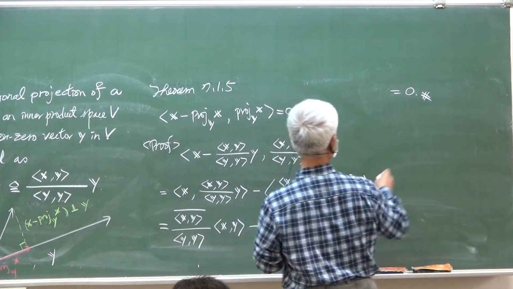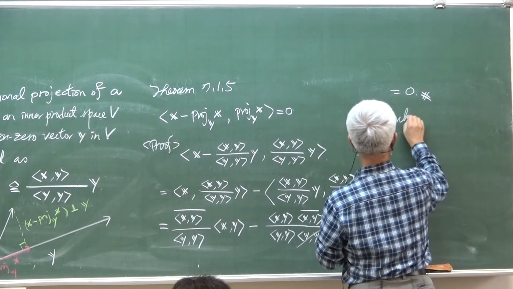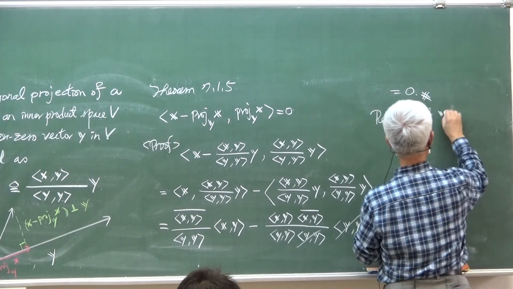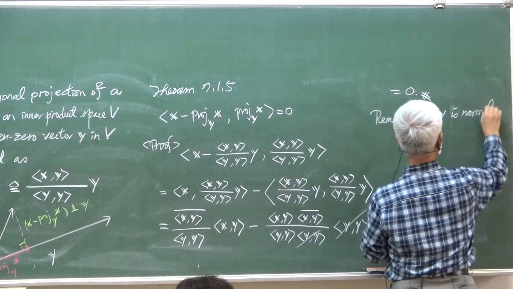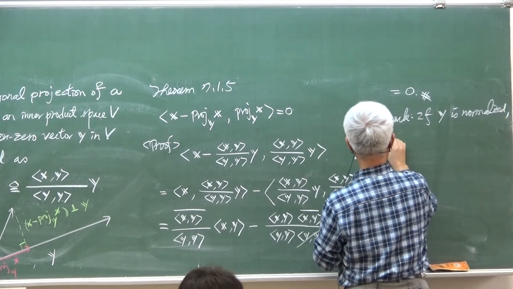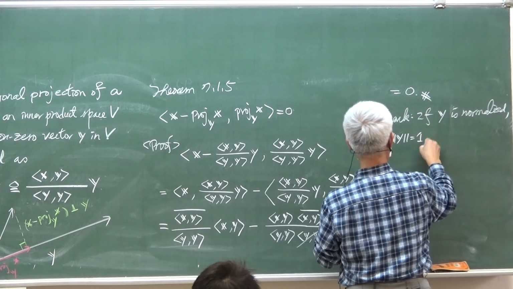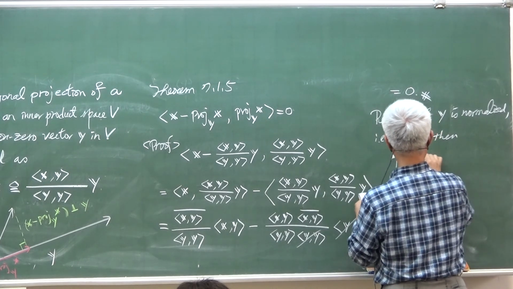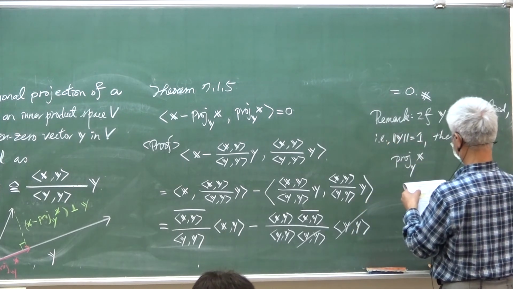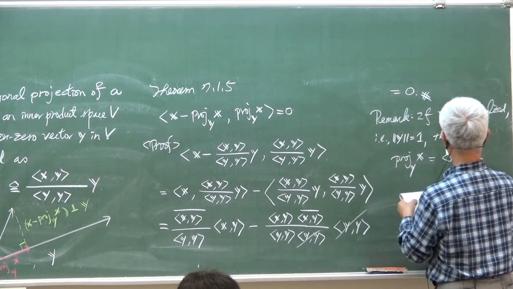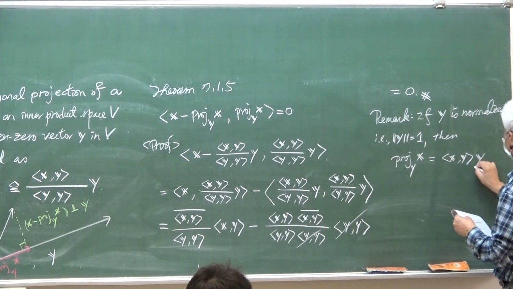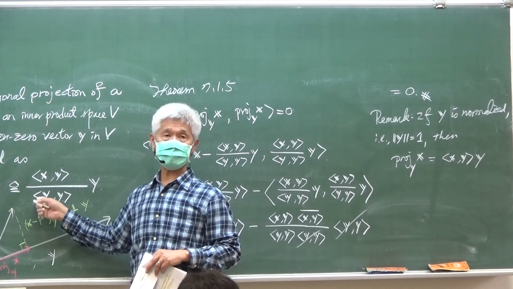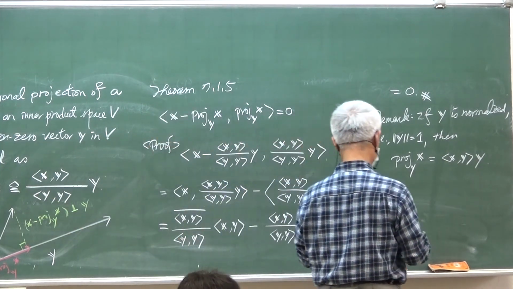Okay, and now we make a remark. If the vector y is normalized, i.e. the length of y is equal to 1, then the projection of x onto y is equal to the inner product of x and y times y, because the denominator is equal to 1. So we don't need to write it out.